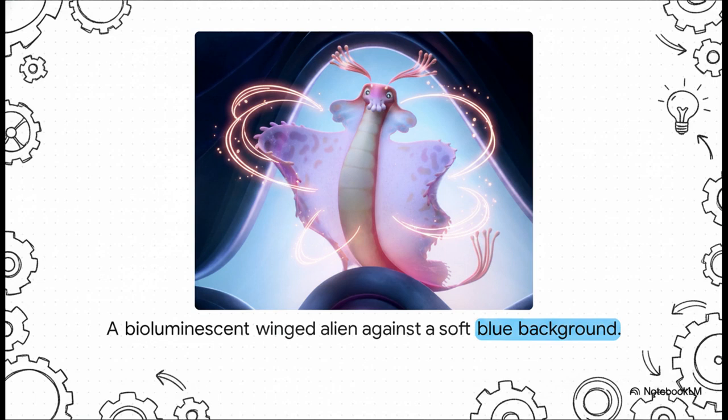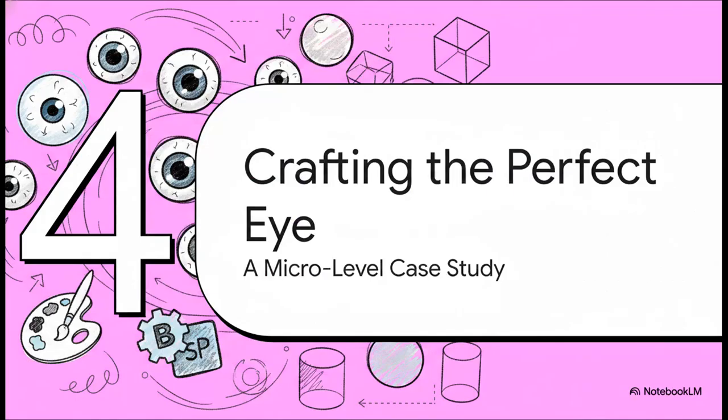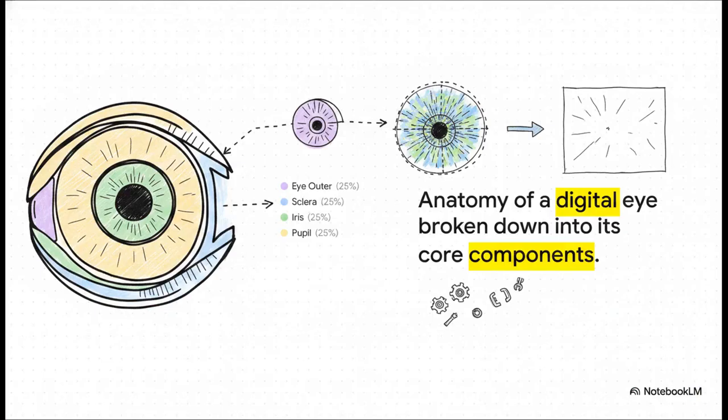And why does this matter to us as viewers? Because that collaborative freedom is the exact reason the final alien feels so ethereal and alive when you see it on screen. Let's zoom in a bit for Section 4, crafting the perfect eye. First up, let's break down the anatomy of a digital eye.